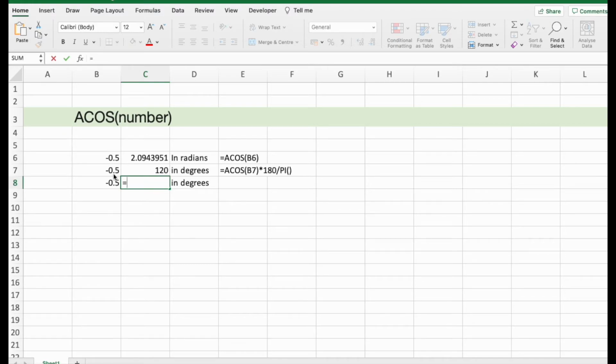And the last one is to use the DEGREES function. And now we need to get an angle. And press enter. So there you have it. Three ways to get ACOS function running.